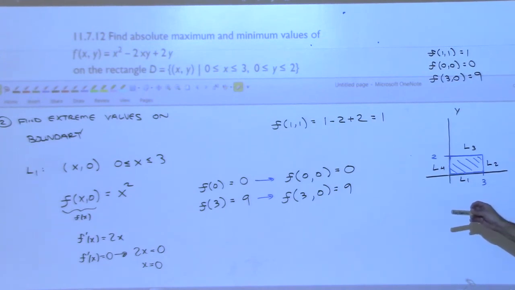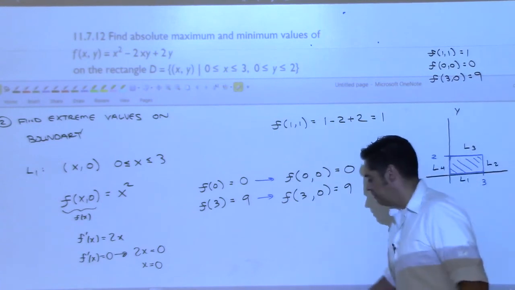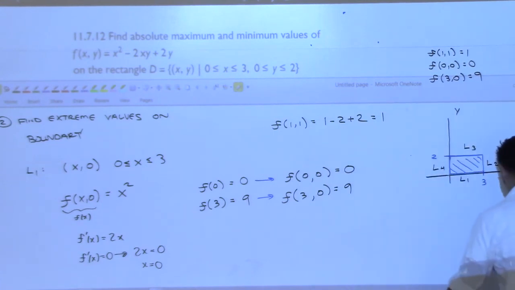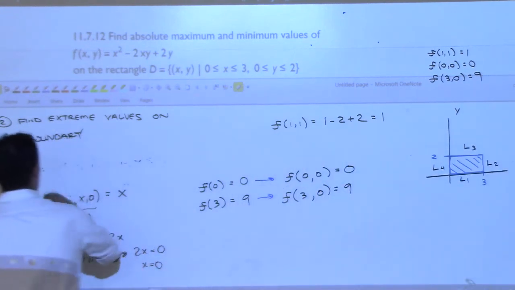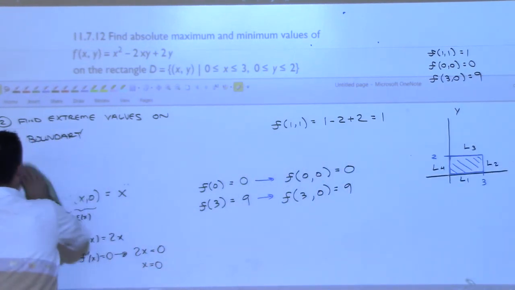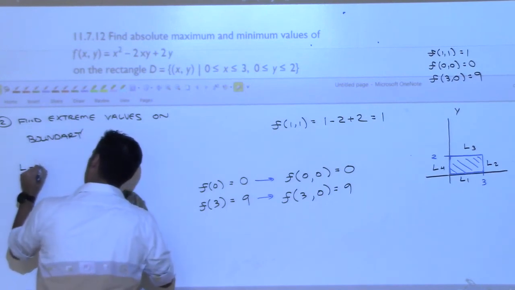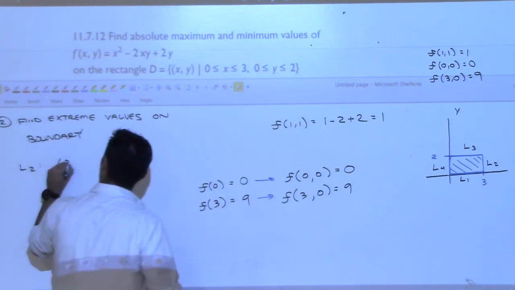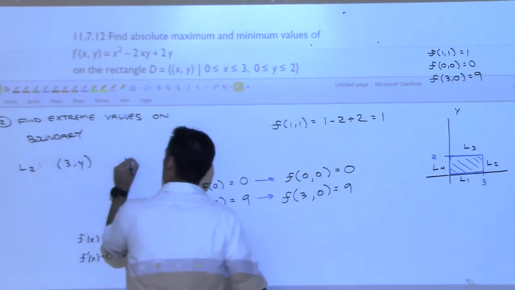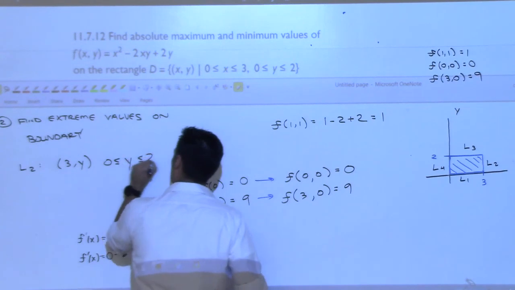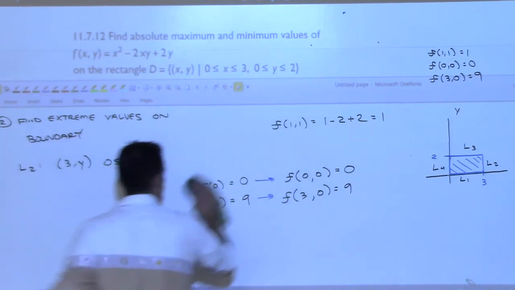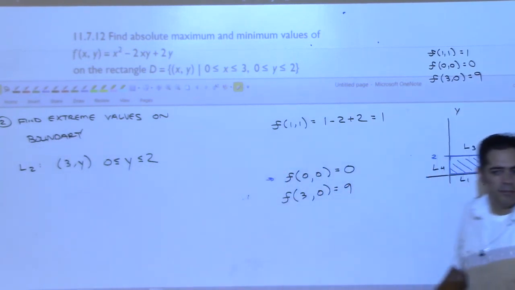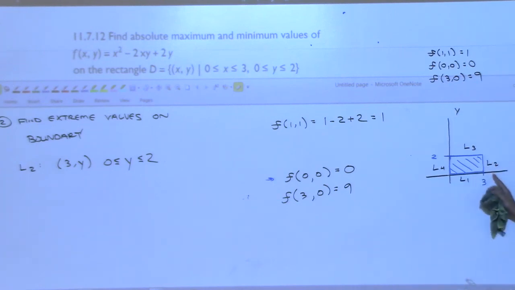Next, go to L2. What do all the points on L2 look like? On L2, x is always 3, and y is free to move between 0 and 2. We all like that? L2: x is 3, y is free between 0 and 2.